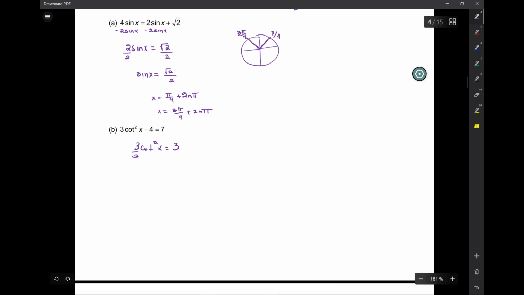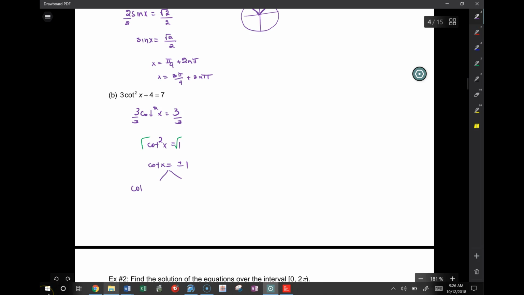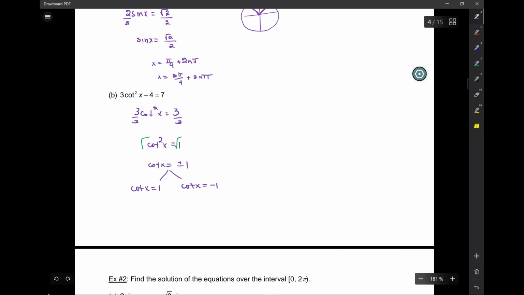So now divide by 3, divide by 3. Cotangent squared x is equal to 1. So now when I take a square root, cotangent x is equal to what? Plus or minus 1. So now take a look. I have two equations. I have that cotangent x is equal to 1, and cotangent x is equal to negative 1.